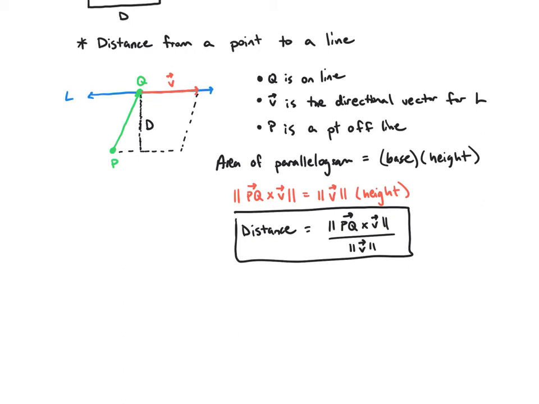Now we're going to do the third one. The third one is the distance between two skew lines.